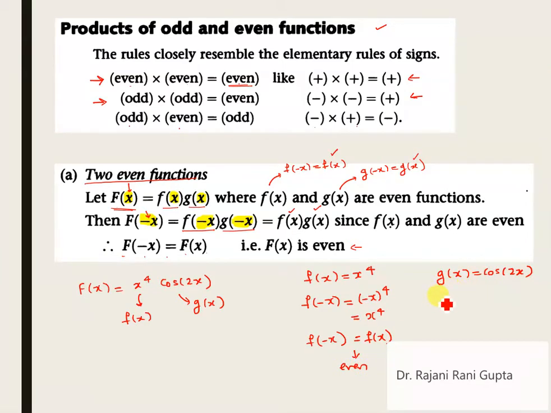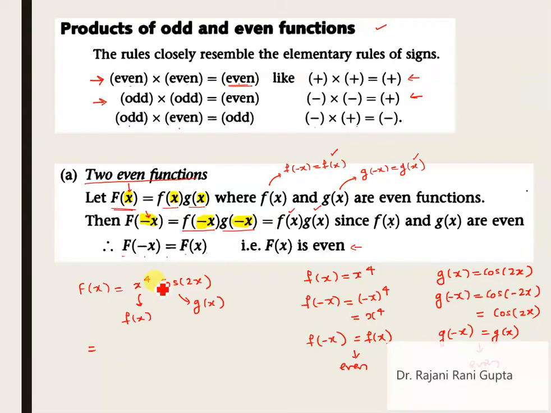Similarly, if I consider g of minus x, it is cos of minus 2x. And we know that in the cosine, the negative sign is absorbed. So we can say that this is g of x. So again, g of minus x is equal to g of x gives you an even function. So the product of two even functions is an even function, which we can prove here.